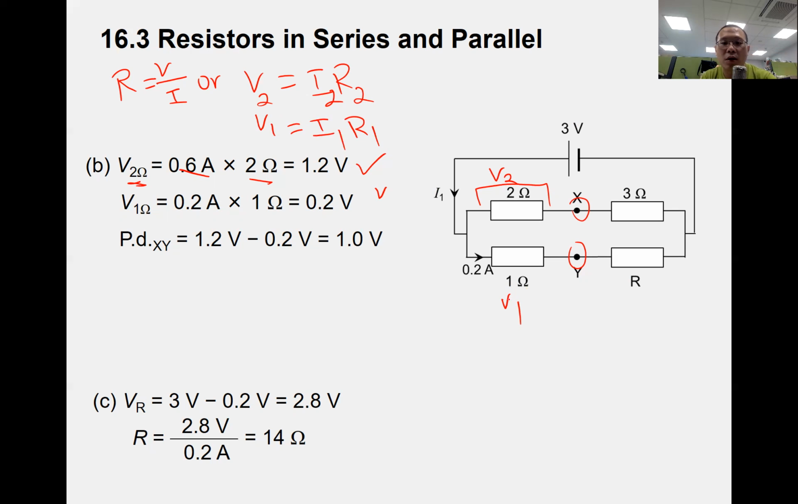Based on the question, the current flowing through the 1 ohm resistor is I1, which is 0.2. The resistance is 1 ohm. So how do I find the potential difference between X and Y? I'll just subtract the two of them.